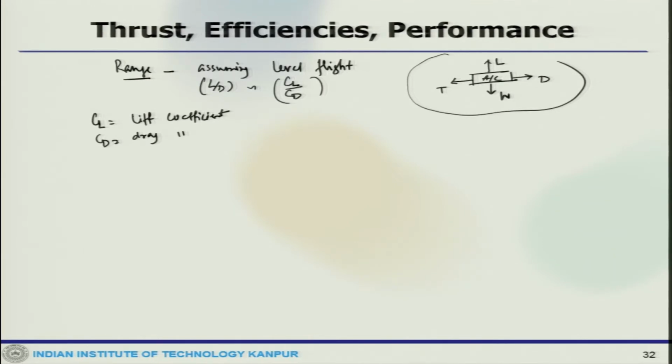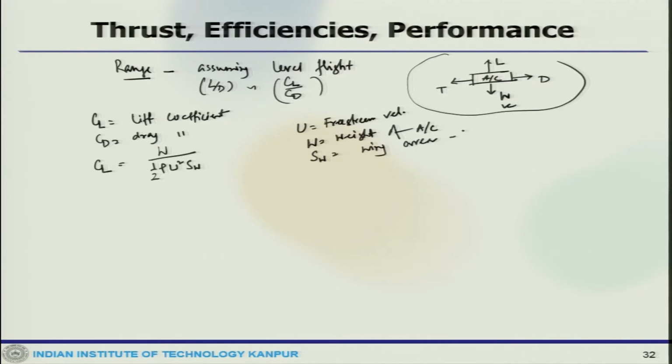Now, we can write CL as W by half rho U square SW, where U is the upstream velocity or free stream velocity, W is the weight of the aircraft, and SW is the wing area.